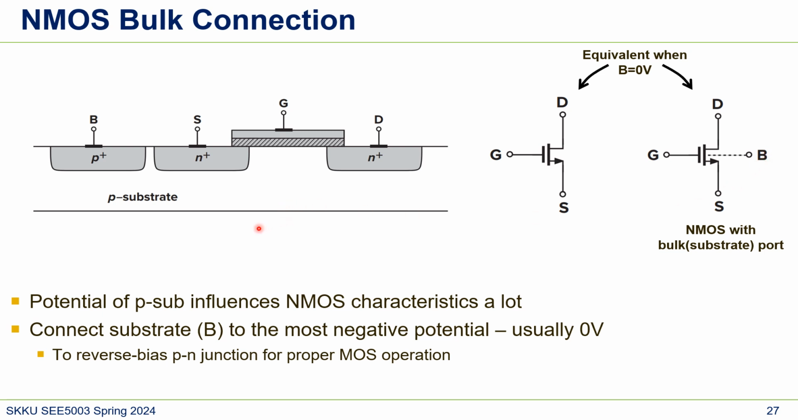For a typical MOS operation, the PN junction here must be reverse biased. It means the P substrate should have lower potential than the N plus region. So we connect this P substrate to the most negative supply in the system, that's usually 0 volts. The actual connection is usually provided through this P plus ohmic region.